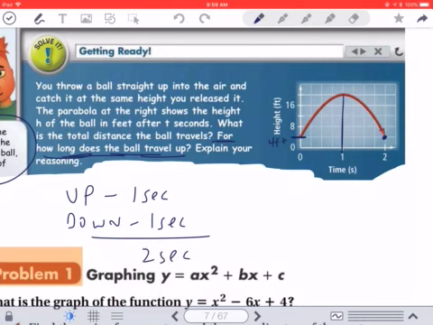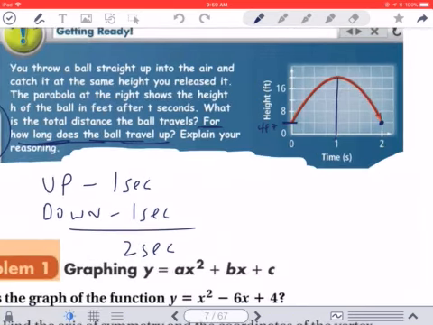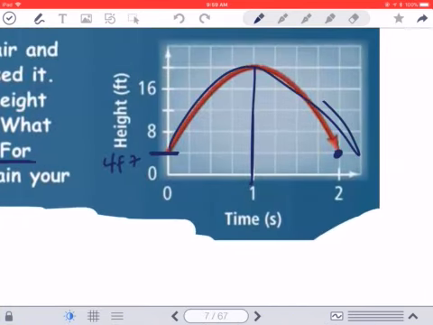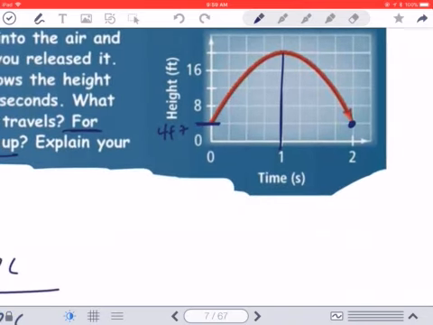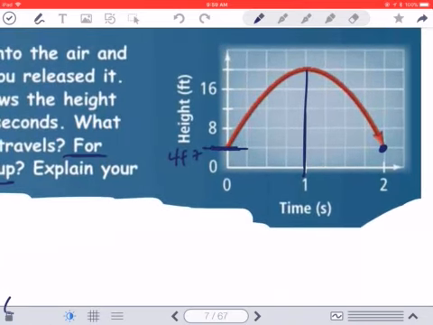Then it says, what is the total distance the ball travels? Okay, so I'm not measuring this trajectory right here. I'm not measuring this curve. I just want to know how far it travels. Well, it travels from 4 feet up to, this is in increments of 4, so 8, 12, 16, and 20. So it reaches its height of 20 feet after 1 second.